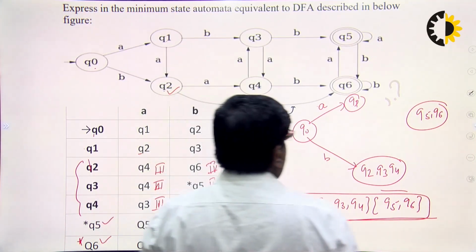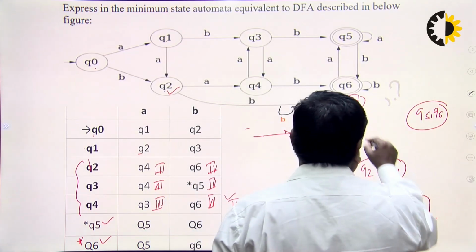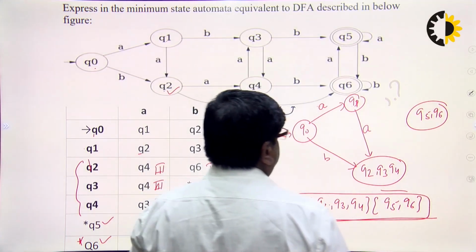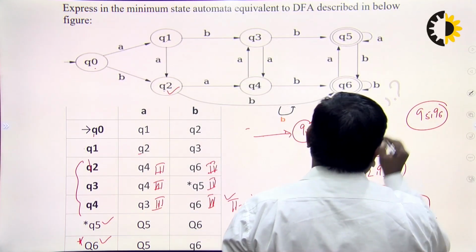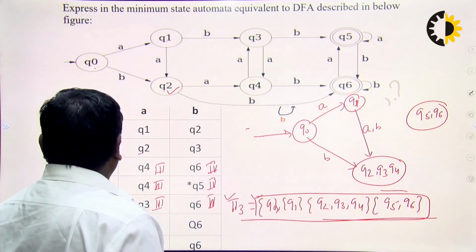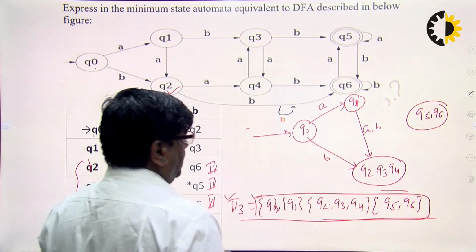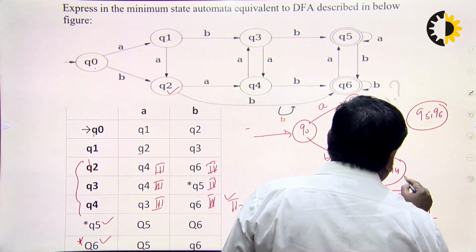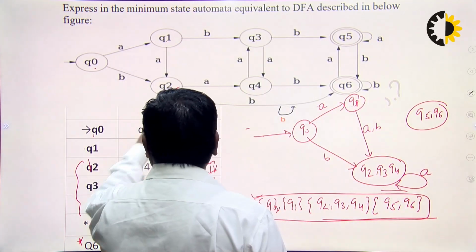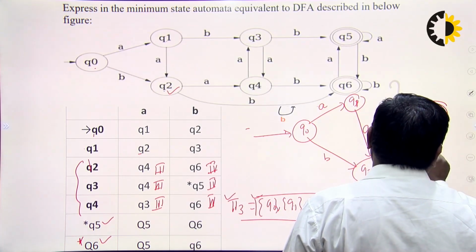Q1A, now this is Q1. From Q1A, that is Q2; from Q1B, that is Q3. So now A and B: Q1A, Q2 and Q3. Now we move to Q2. Q2A, Q4, it means here is a self loop of A. Q2B, Q6. So, Q6 here, now that is the B.